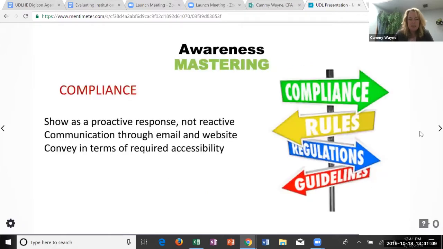And at that mastering level, they're really focused on compliance. They need to show that UDL is a proactive response to compliance instead of a reactive approach. You can search all the lawsuits and everything that's happening with a lot of the different colleges, and UDL can be used as a solution. And we don't ever want to get to that point where we have an issue. So UDL is this proactive response that can solve that.